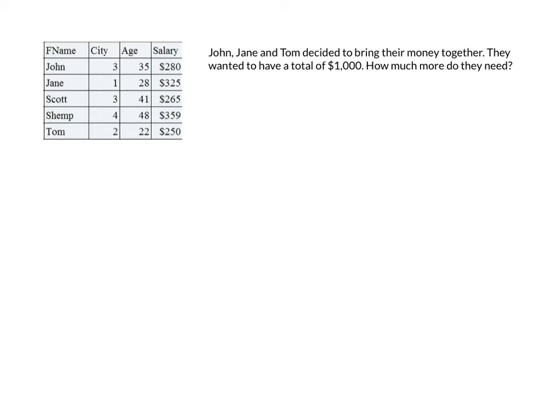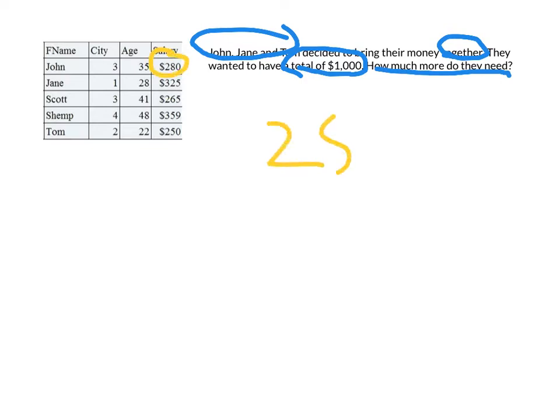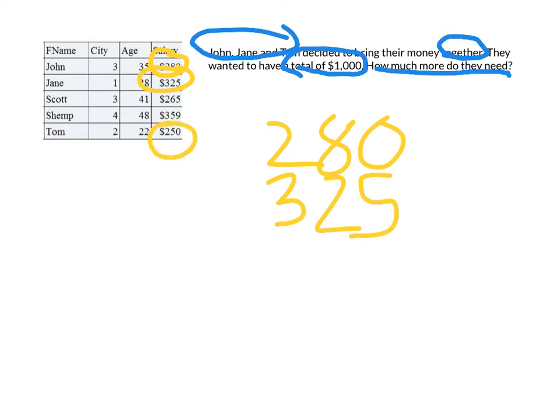So immediately I'm going to circle and underline some key information. So I'm dealing with these people. They want a total of $1,000 and they're bringing their money together. My question is, how much more do they need? Well, I see that John has $280, Jane has $325, and Tom has $250. I then need to add these up because they're bringing their money together.